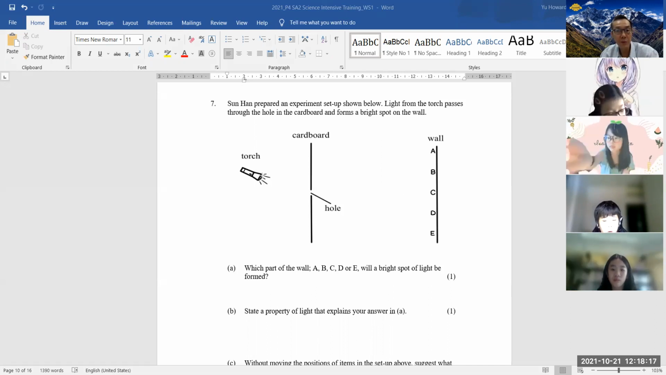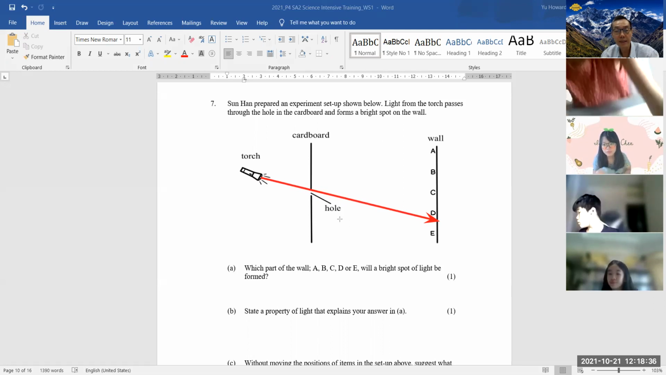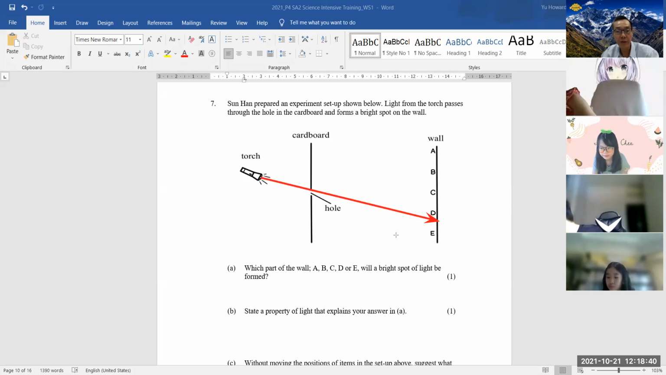You take a pencil and ruler, right? From here, you draw a straight line, go to the hole. Go to the hole. Okay, so actually you see it's nearer to D, right? Because if you don't do this, you may put E, then get a wrong answer.